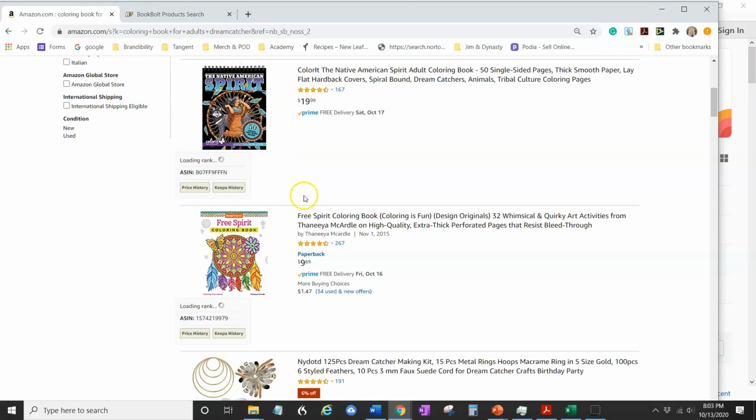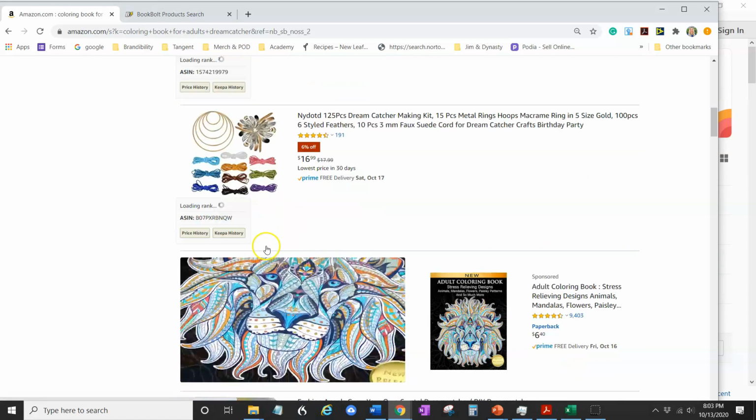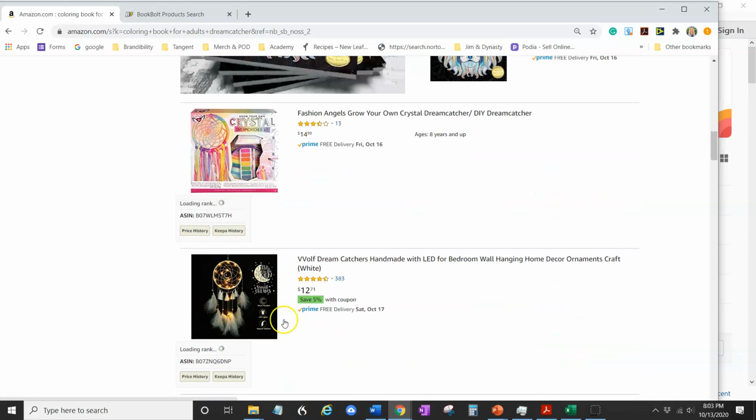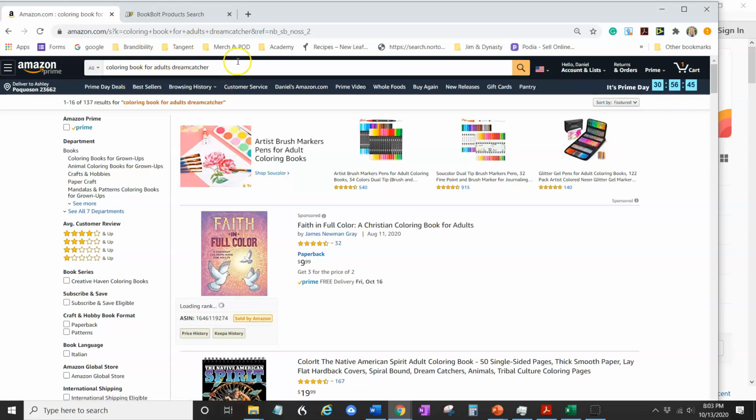But yet again, this Native American one pops up, this free spirit, and then I guess we get some dream catchers too. And some other kind of random things pop up here. So that's something you can definitely look at and try to find different ways to see if adding something like "coloring book for adults, dream catcher" adds or changes how that works. So we have that. Now, how do I get results?